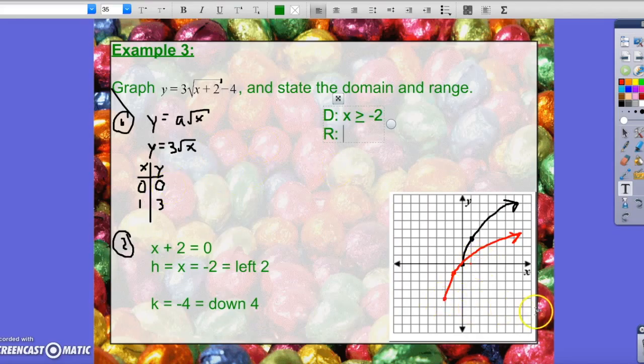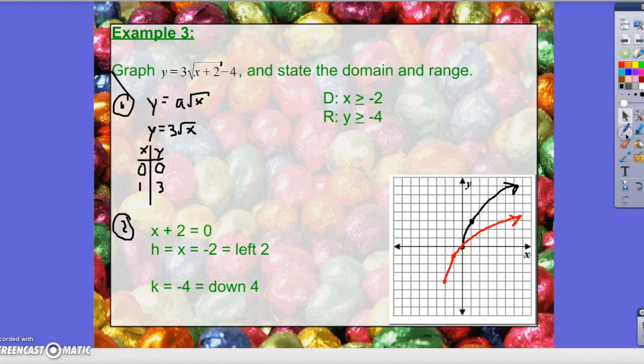Range, we start down here at -4. So here's -4. And once again, it's based off my k. And then I go up, which is greater than or equal to. So y greater than or equal to -4. And that's how we do our domain and range.